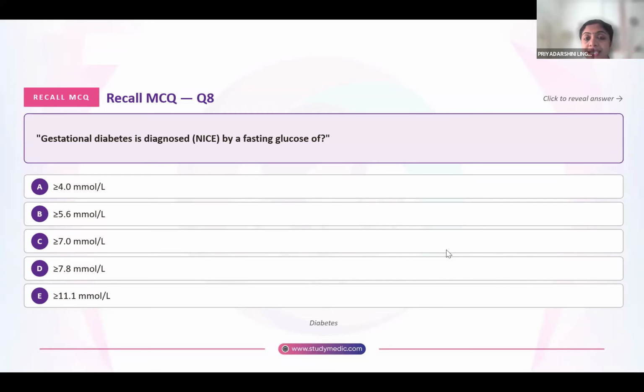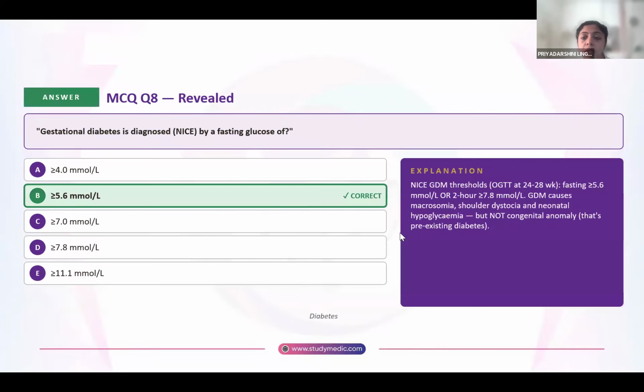Fasting more than 5.6, 2 hour more than 7.8. It's more than or equal to. Okay, so fasting is more than or equal to 5.6 and your 2 hour is more than or equal to 7.8. Then you diagnose your gestational diabetes. Okay, so this is something you need to keep in mind. And gestational diabetes is big babies and pre-existing diabetes, that is your overt diabetes, is small babies, that is IUGR, and your congenital anomalies is for your pre-existing diabetes.